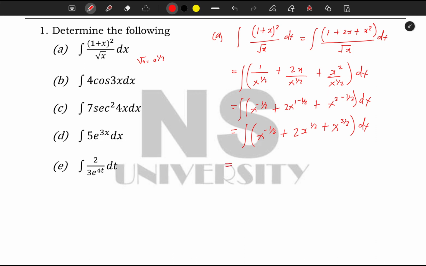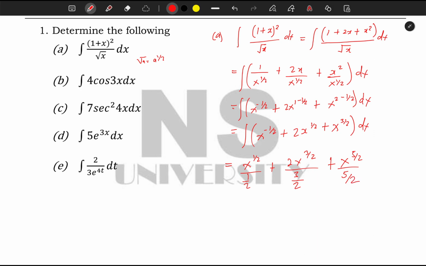So integrating this just means we increase the power by 1, then we divide by the new power. So we end up having x. If I increase this one by 1, I'll get half, and I'll divide by half. Plus, same thing applies. I'll increase this one by 1, which will give me 3 over 2, and divide by the same 3 over 2. Plus, if I increase this one by 1, I'll get 5 over 2. This will be x to the 5 over 2, and I will divide by the same 5 over 2.